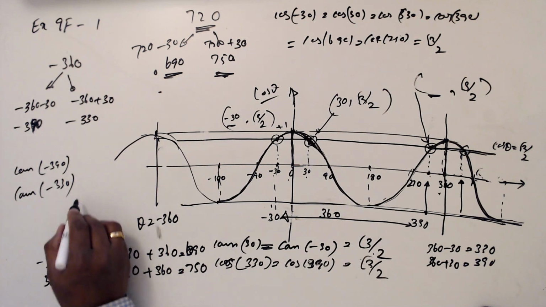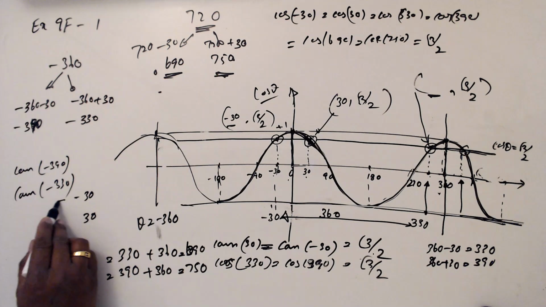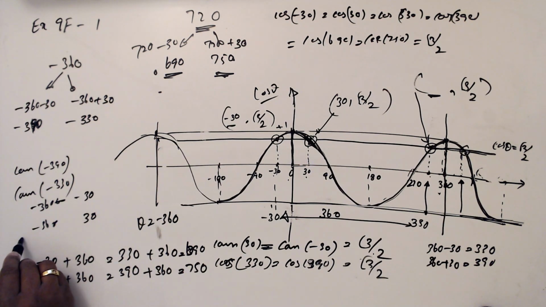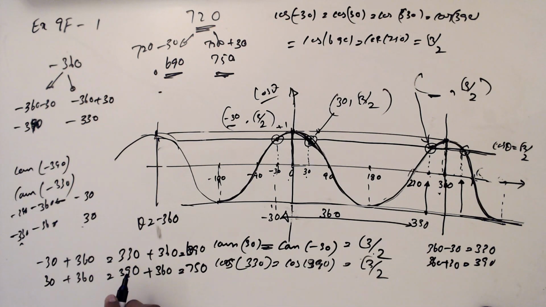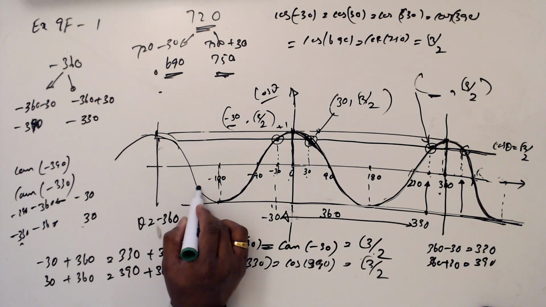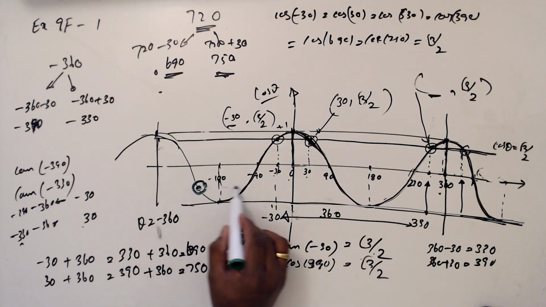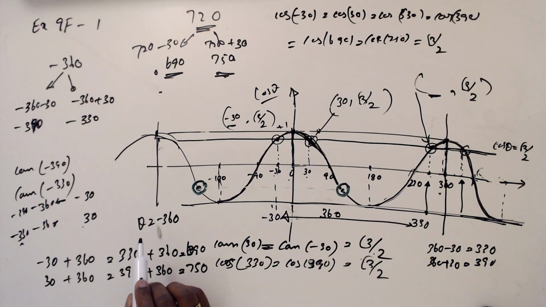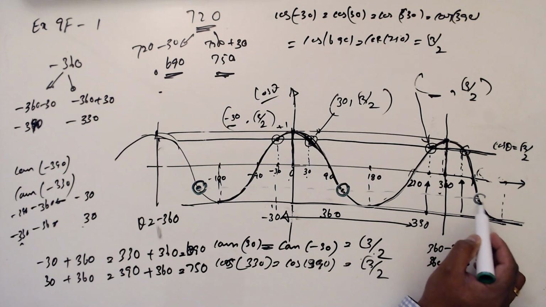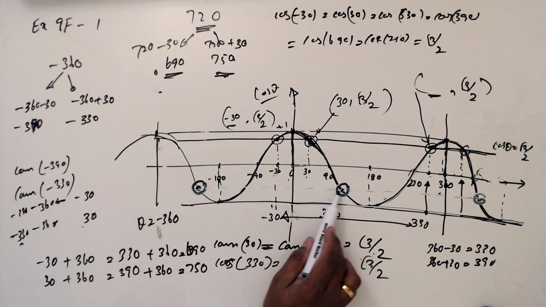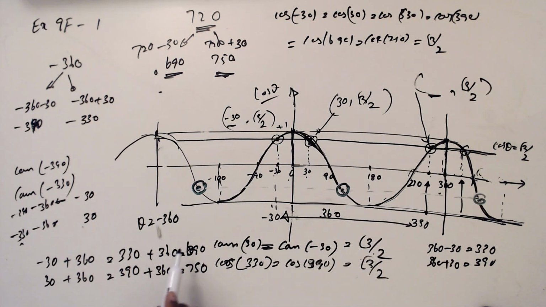So this is minus 30 and 30. If you subtract 360 from these values, you will get minus 390 and minus 330. Now my next question is, if I consider this point, what is the similar point to this one? The similar point to this one is this. And again the similar point to this one is this. Now my other question is, in a cos graph, what is the difference between similar points? The difference is 360.